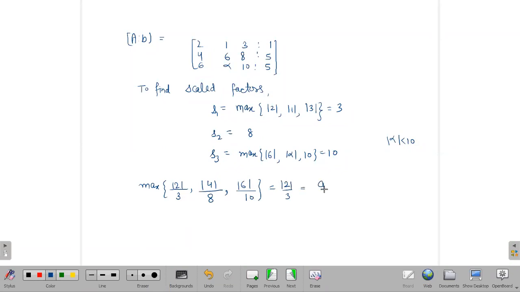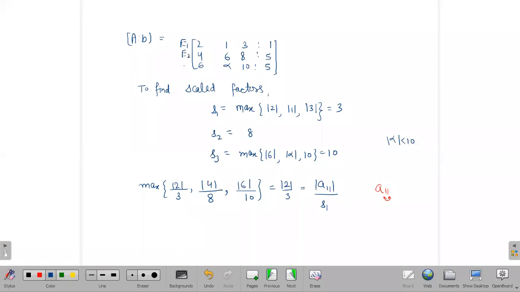So the element is A11 by S1. Here you can see no interchange is required, because row 1 will be interchanged with row 1. Whatever the value of alpha is here, you need not interchange the row. So in the first step, there is no interchanging. The row interchange is not required. So you have to directly apply the operations here.